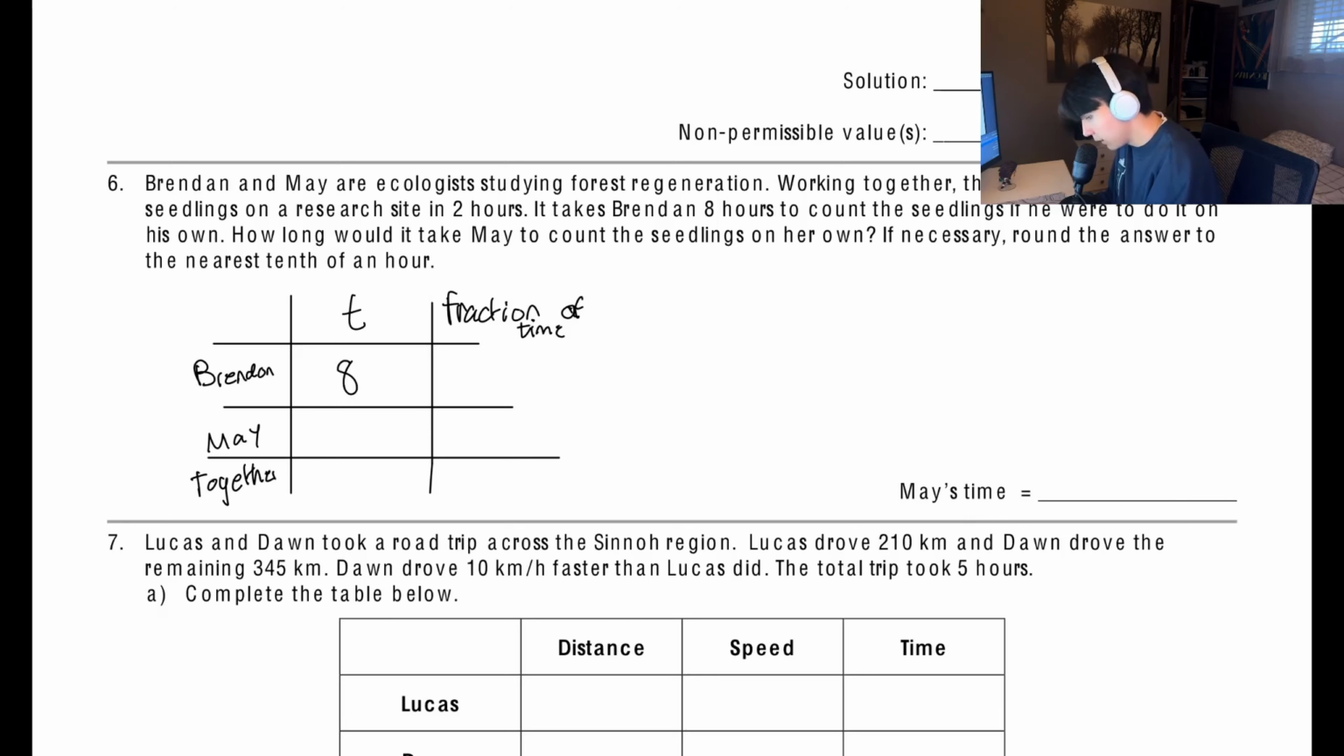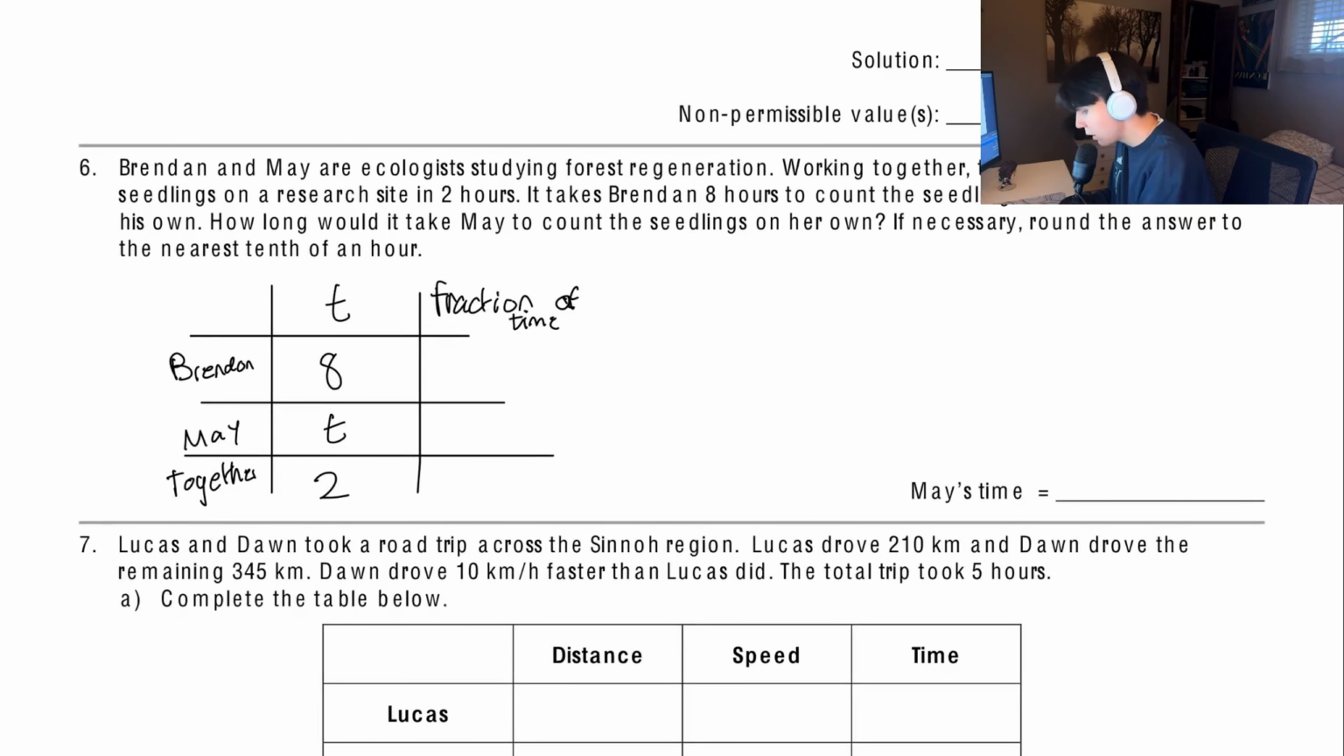Working together, they can do it in 2 hours. So we're going to fill this out. What is our unknown here? Our unknown is actually going to be May's time. So we're just going to put our variable t over our time.